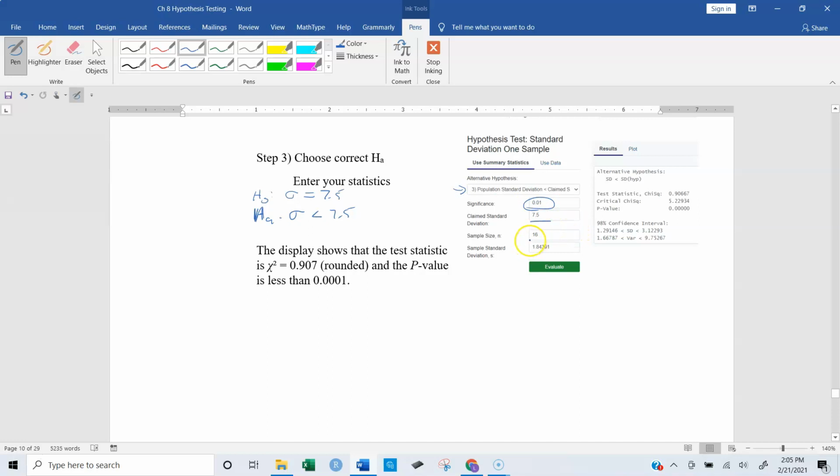We have a sample size of 16. That does the n-1 for us. Our sample standard deviation from StatDisk was 1.84391. Hit evaluate. Now, when you do this, we get a test statistic of 0.907 and a p-value less than 0.0001. Well, if the p-value is less than 0.01, then we have to reject the null.